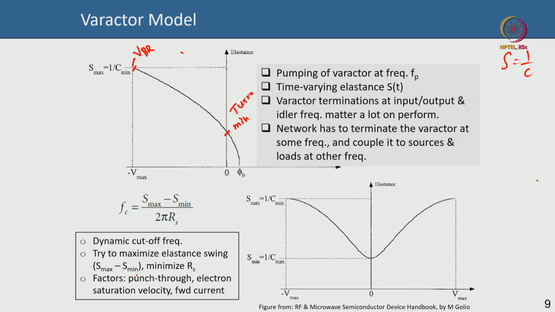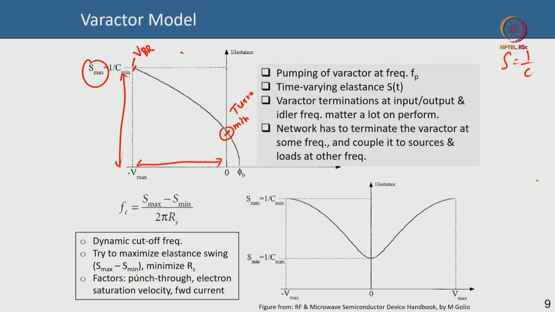So the maximum swing of the voltage, which also determines the maximum swing on the elastance, is very important, because this gives you the range of tunability. If you want to increase the range of tunability, you have to increase this swing, that is limited by the maximum elastance and the minimum elastance.